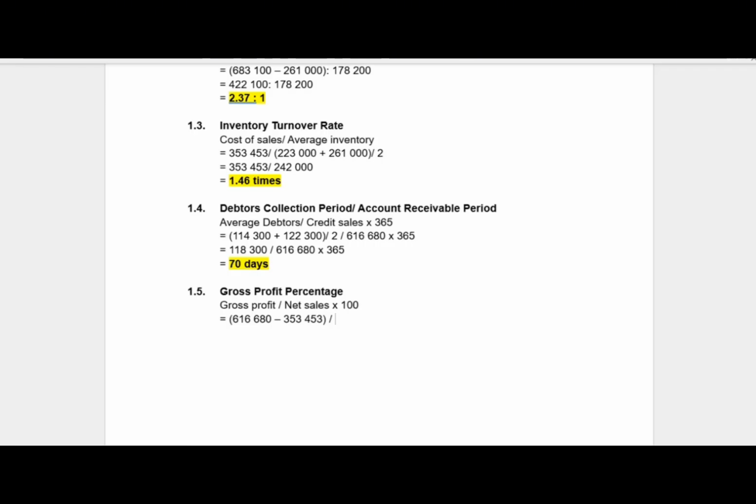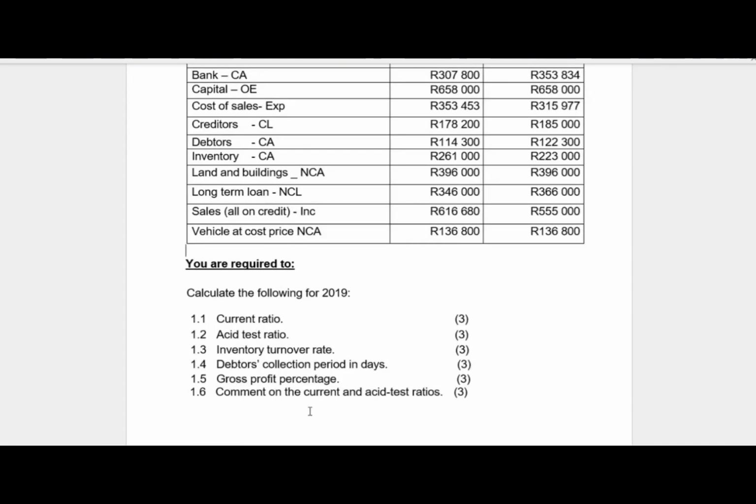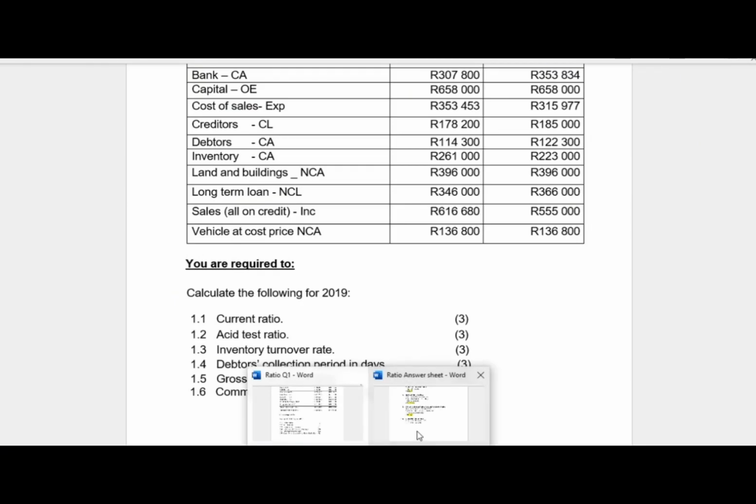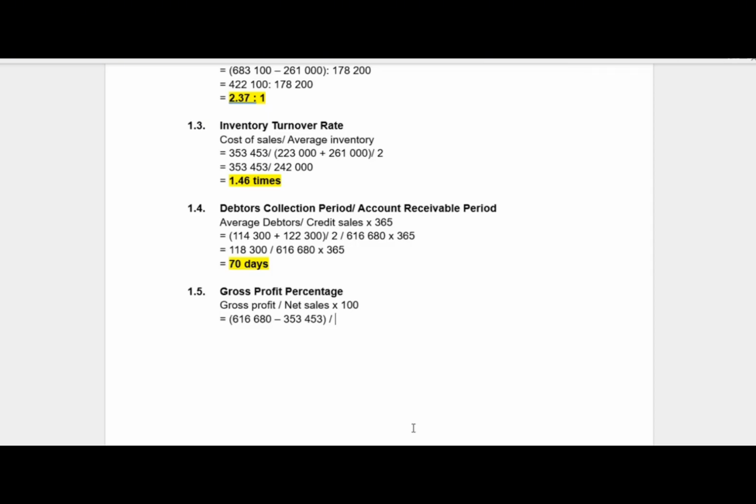Remember, how do we calculate net sales? Our net sales is equal to the sales less sales returns or debtors allowances. But in this information, we don't have debtors allowances or sales returns, so we're not applying that. We're just going to take sales as it is. I just wanted to clarify that one. So it's divided by 616,680, and you multiply by 100. I know some of you divide by 1, no problem, still fine.